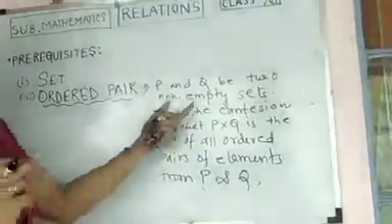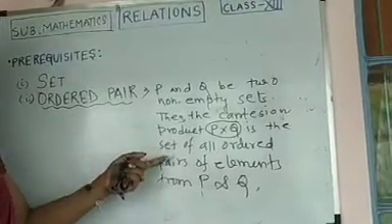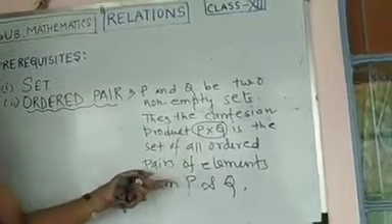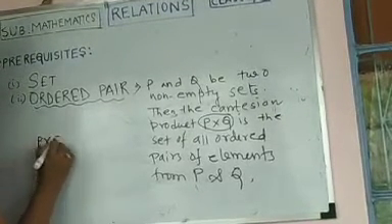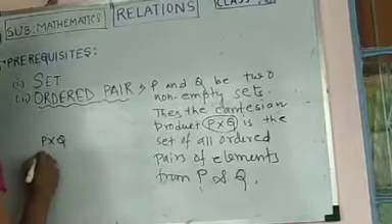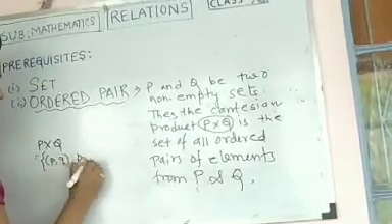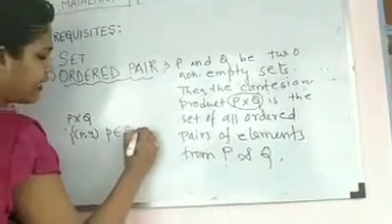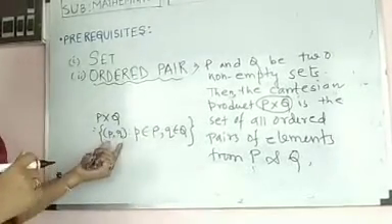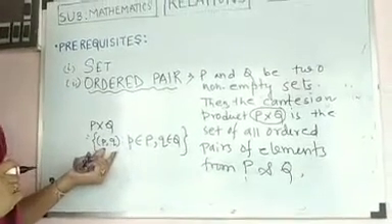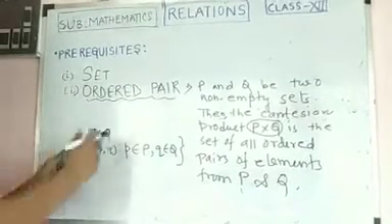This is the Cartesian product, P cross Q, as all of you know: the set of all ordered pairs of the elements of P and Q. It is denoted by P cross Q and defined as the set of pairs (p, q) such that small p belongs to capital P and small q belongs to capital Q. That is why it is denoted by round brackets, grouped together in a particular order.